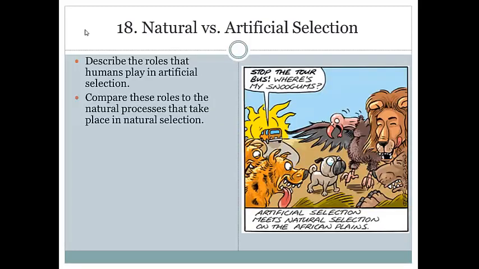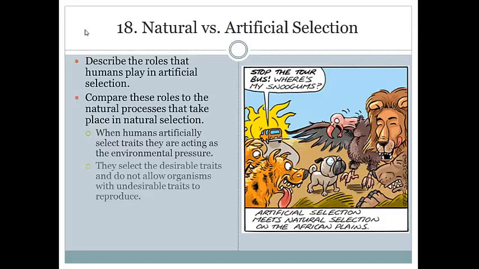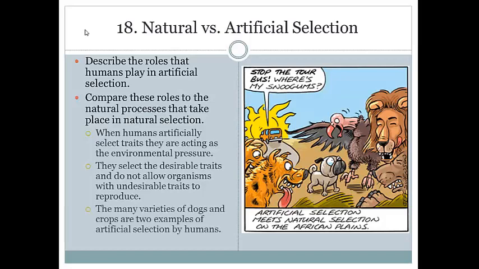Next question is about comparing these. So when humans artificially select traits, they are acting as the environmental pressure. They select the desirable traits, and organisms that have undesirable traits are not allowed to reproduce. So this is how many varieties of dogs and crops were artificially selected by humans.